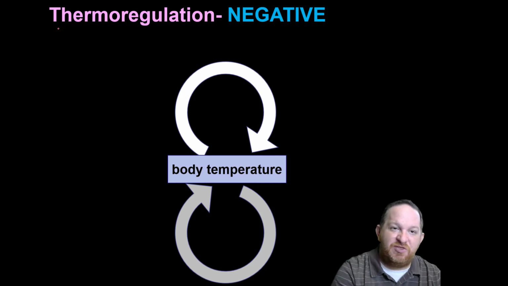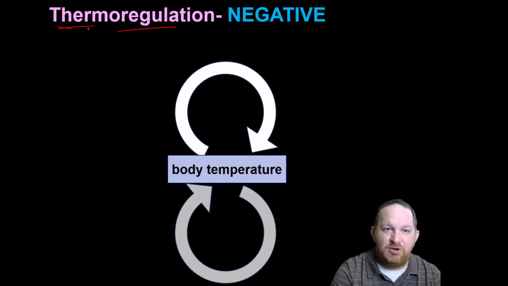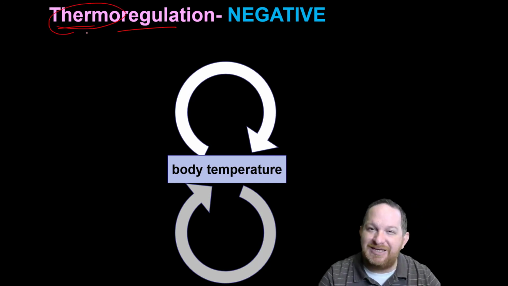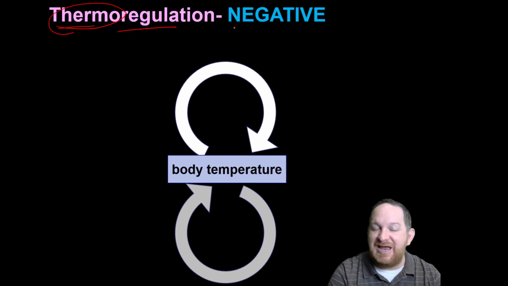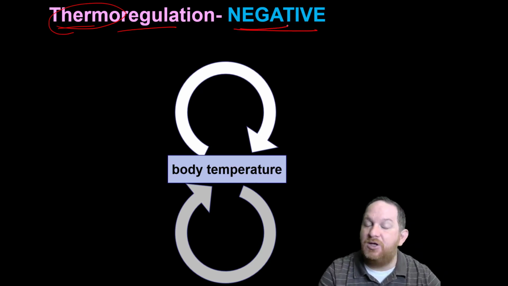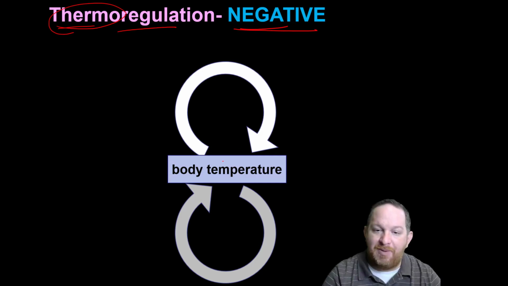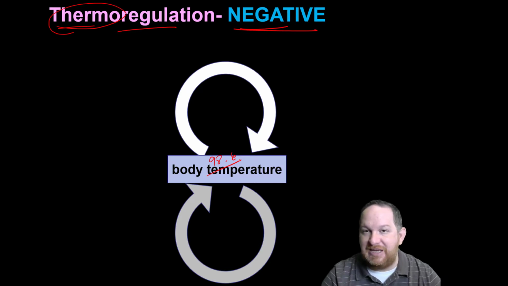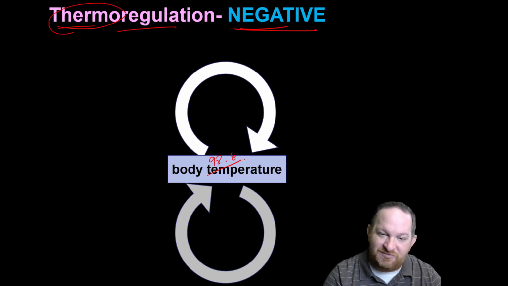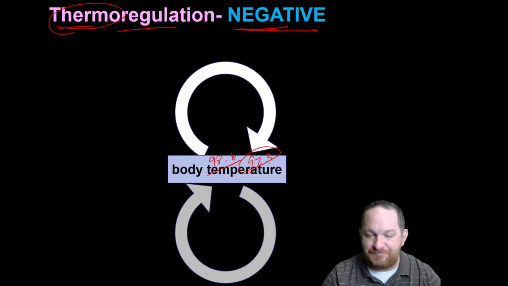So speaking of thermoregulation, this is how your body regulates temperature. This is a negative feedback loop. So we've got our body temperature. Now, before this year, most people thought 98.6 was the average body temperature. We actually find that it's going down quite a bit. It's closer to like 97.3 now.